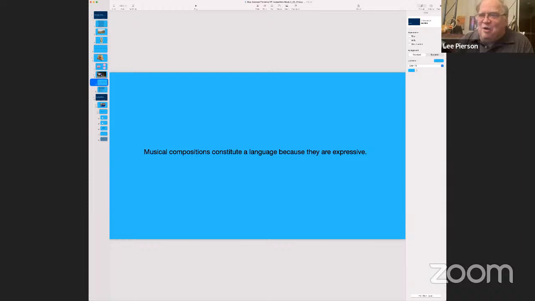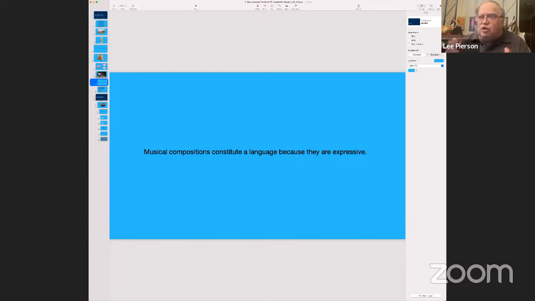Because what follows "because" is some kind of evidence, which may or may not be evidence for the overall main conclusion. In this argument, it is. So we have evidence: that they are expressive, and "they," of course, is a pronoun that refers to musical compositions. So that's the evidence. So what's the conclusion? Well, that's the other part that says musical compositions constitute a language.